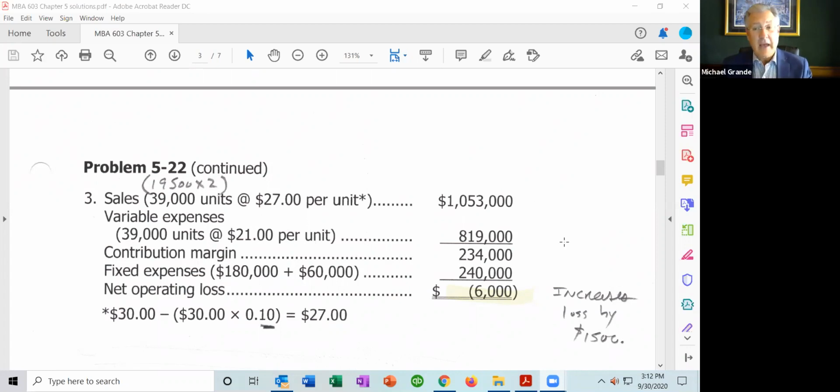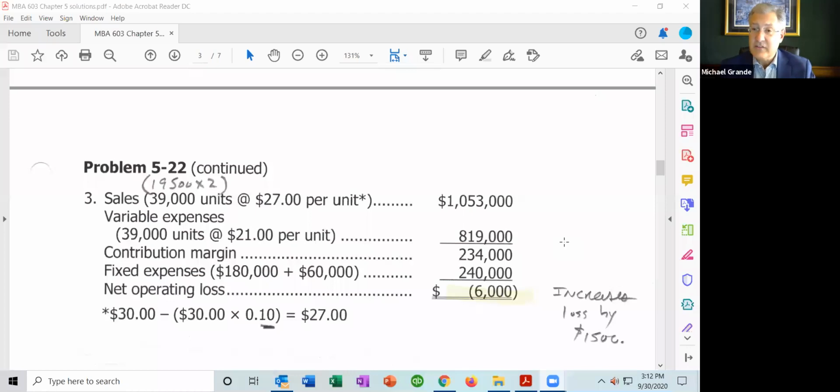Subtract variable expenses. Now remember, there has to be parity between the number of units sold and the number of units you base your variable expenses on. So the variable expenses also has to be based on the double number of units, 39,000 units. The variable cost per unit stays the same at $21, doesn't change. Contribution margins, now $234,000. But fixed costs go up. They were $180,000. They added $60,000. New fixed costs, $240,000. New net operating losses, $6,000.